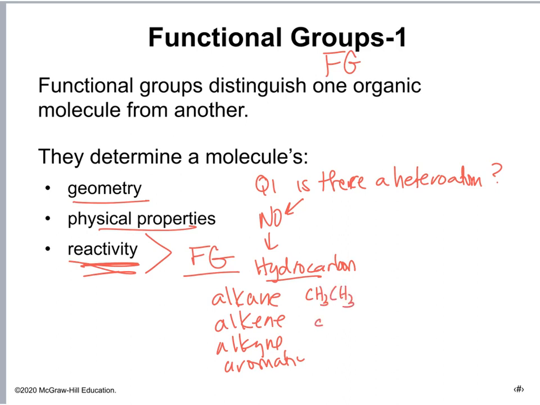An alkene would be like a double bond. So that would be a CH2, CH2. An alkyne is a triple bond. That'd be like a CH, CH. An aromatic would be like a benzene. And so it's a ring that has alternating double and single bonds.